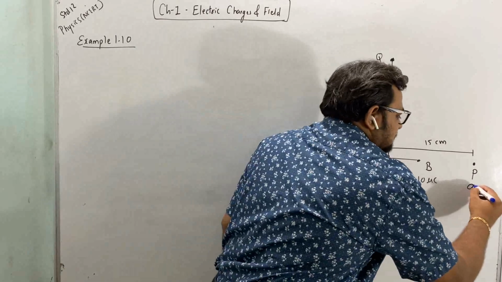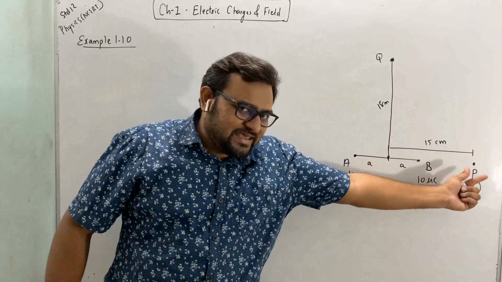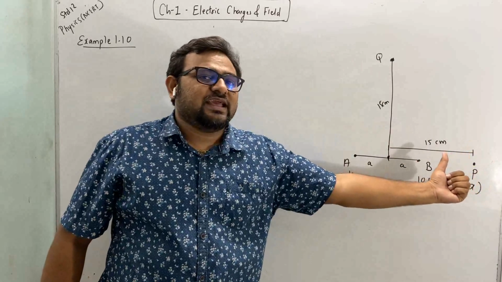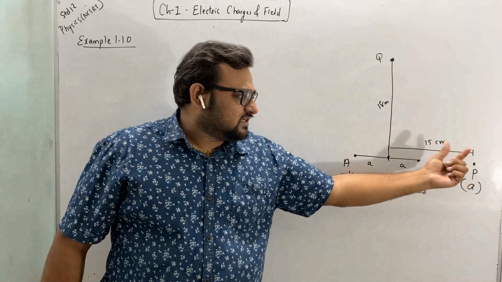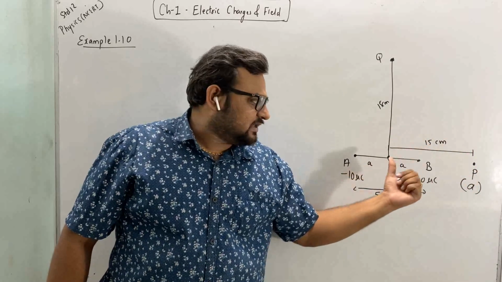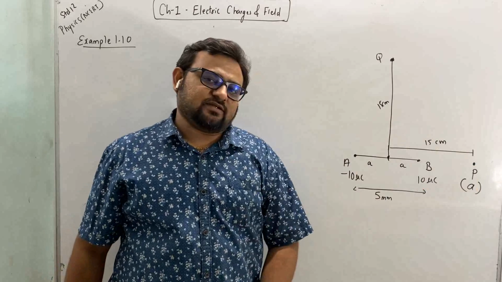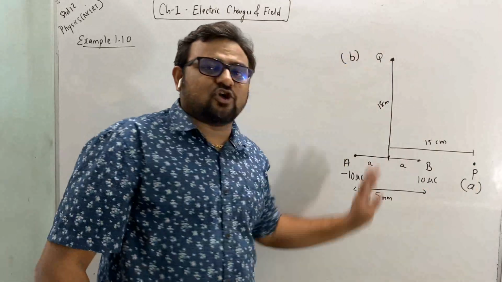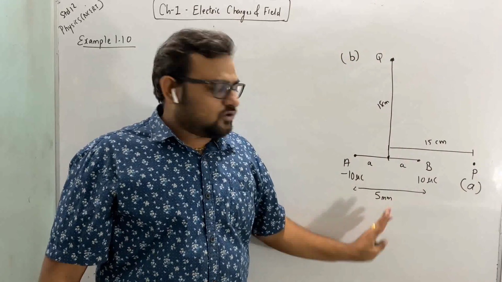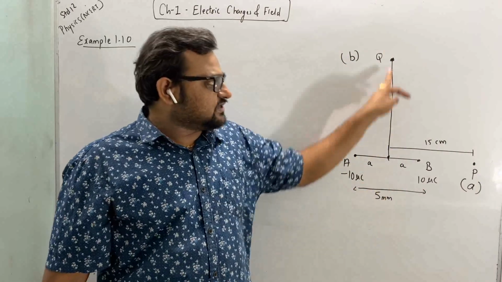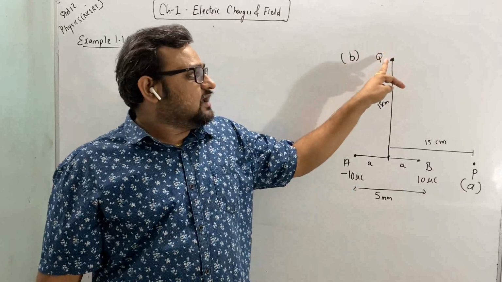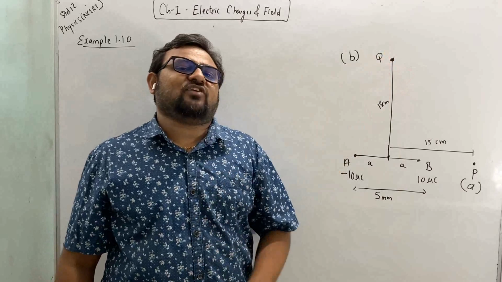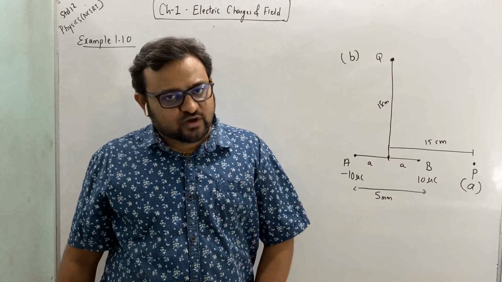First is A, at a point P on the axis, which is at a distance 15 centimeter from the center. And another is B, at a point Q, which is in a normal direction from the center, we can say at the equator, at a distance 15 centimeter. This is for point Q. So you have to find out the electric field at these 2 points. There are two methods.